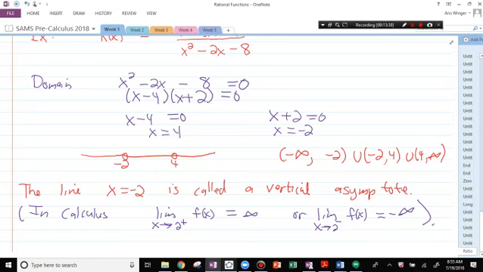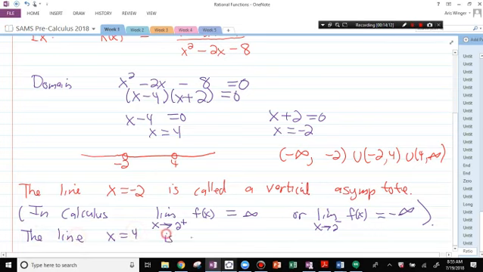We got one more, it's at 4, right? So the vertical asymptote, what is it? What object is it? Is it a number? Is it a function? It's a line. Okay, vertical asymptote is a line. The line x equals 4 is also a vertical asymptote.